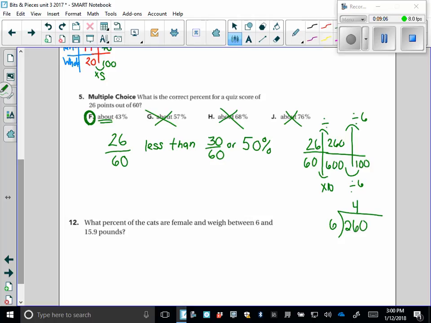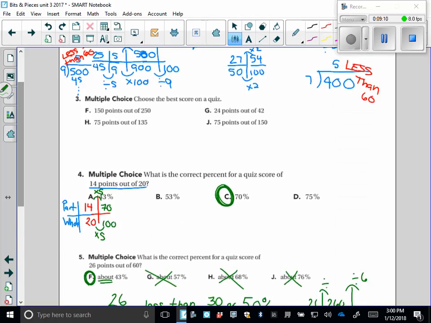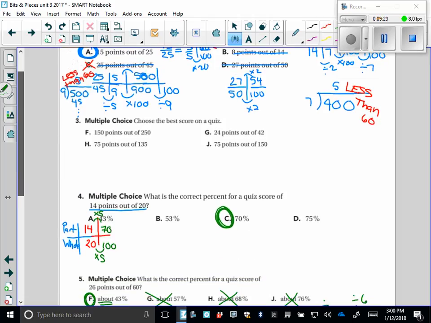Okay, and then the multiple choice: choose the best score on a quiz. So we would just do that same type of thing. We would try to find one that we think is the best, kind of like we did number 2, and just do the work we need to do, but maybe you don't have to find every score. Does that make sense?